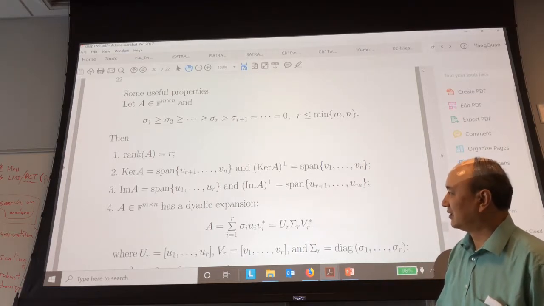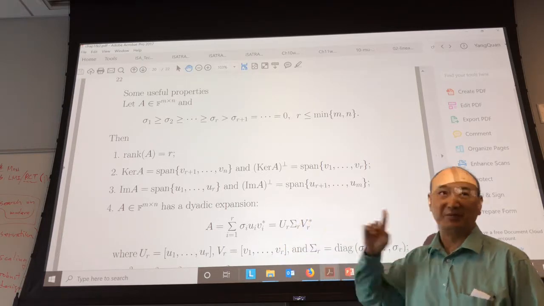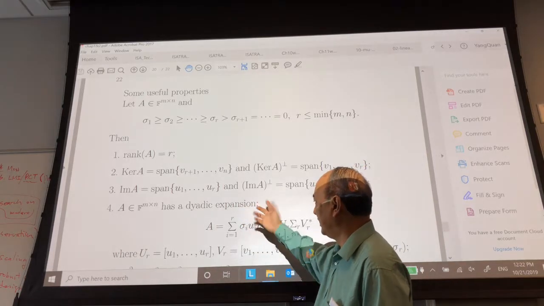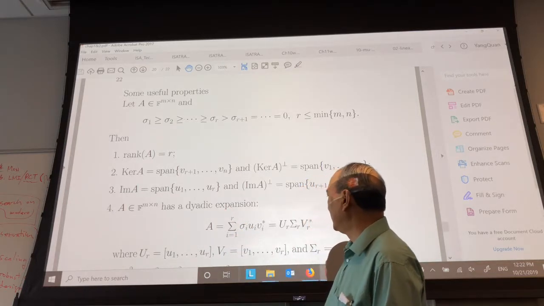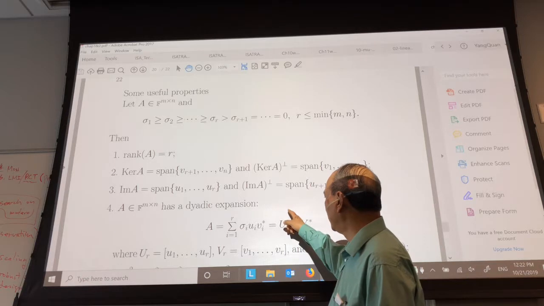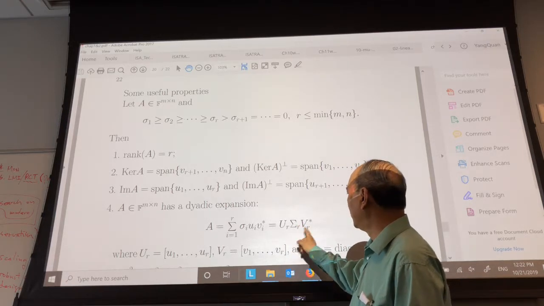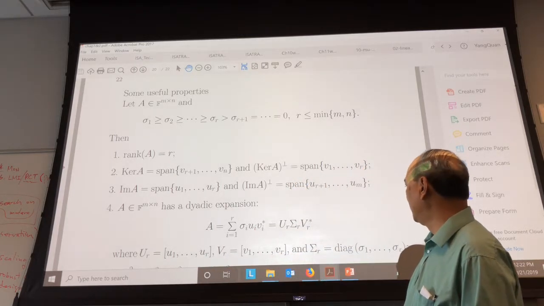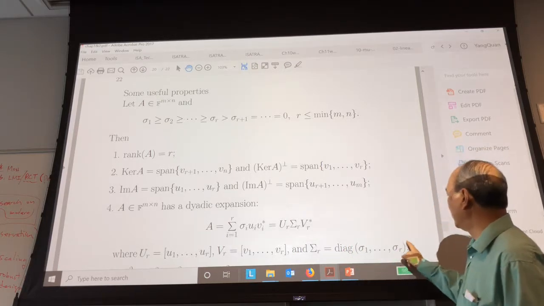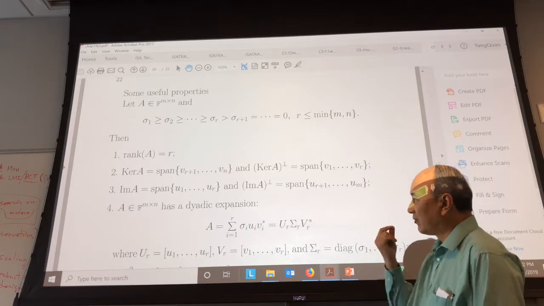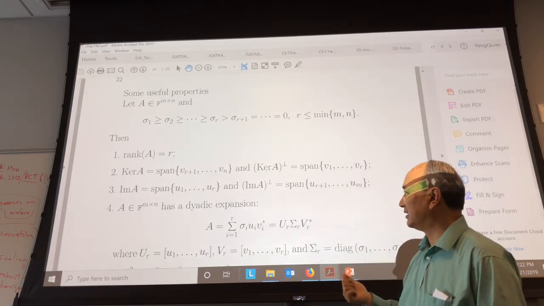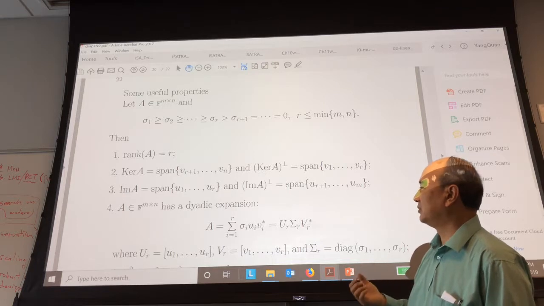This is called the dyadic expansion. Let me check whether you understand what I'm saying here. A is a matrix n by m, not square. Let's do a check. Sigma R is R by R, so it is square, and UR and VR are different. The other singular values are all zeros, so I only need a finite summation of all these terms. This is called an expansion. So the A matrix can be written as an expansion.